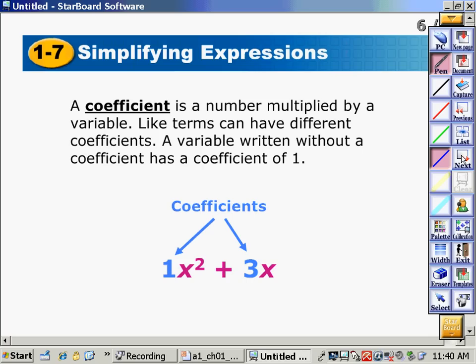Now we're going to talk about coefficients. The number in front of the variable with the exponent is the coefficient. So 4 is the coefficient on the first term, and 3 is the coefficient on the second term. If there is no number in front of a variable, we consider that to be a 1.